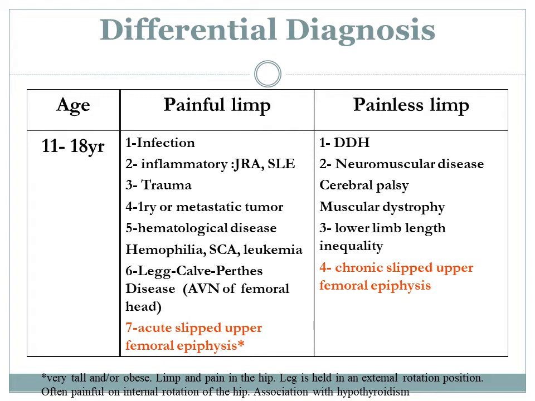So in the age group from 11 to 18 years, it's mandatory to examine the hip and keep in mind that the possibility of slipped capital femoral epiphysis is present in this age group, either in the painful form or in the painless form of limping, and it should be excluded before searching for other etiologies.